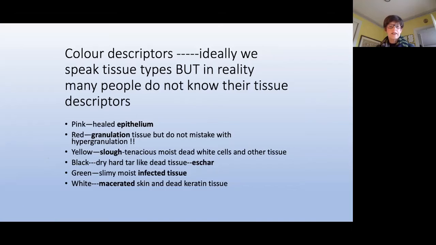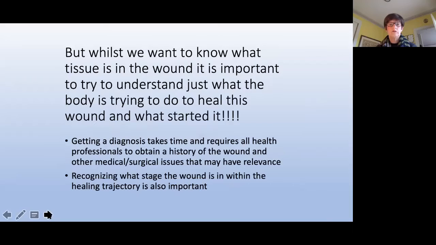Red is granulation tissue, but you're not to mistake that with hypergranulation, that jelly-like tissue. Yellow is slough and it's tenacious, moist, dead white cells and other tissue. Black is dry, hard, tar-like tissue, eschar. And green is slimy, moist, infected tissue, and white is macerated tissue or dead keratin tissue.